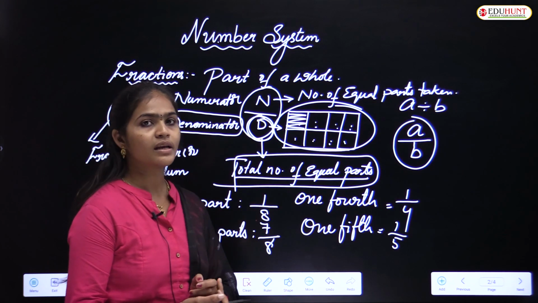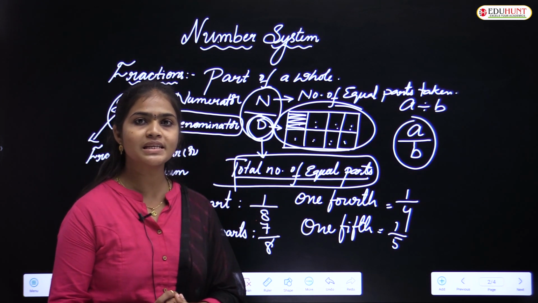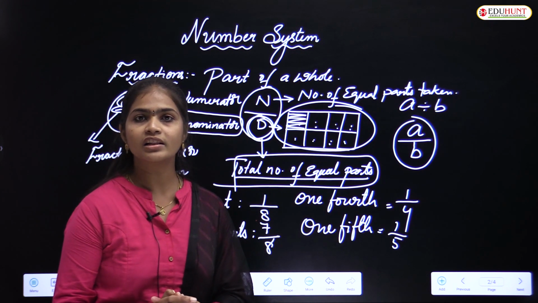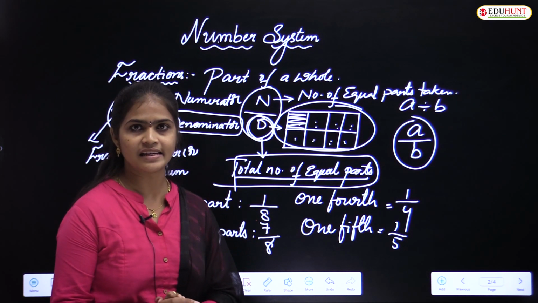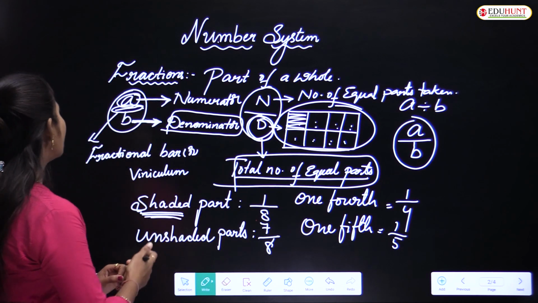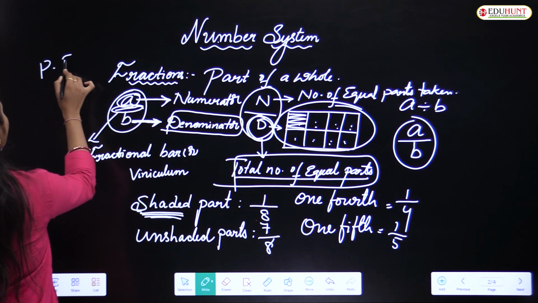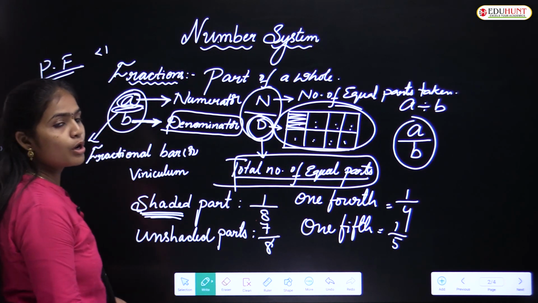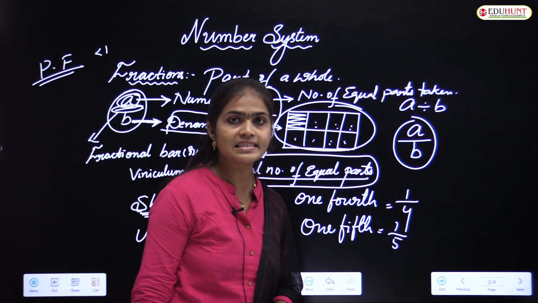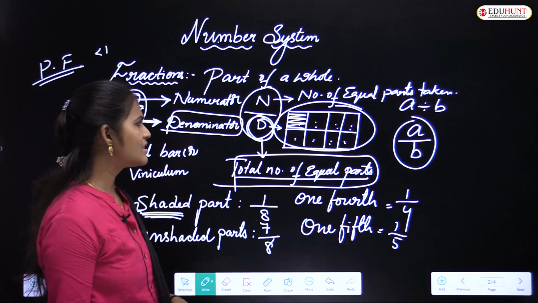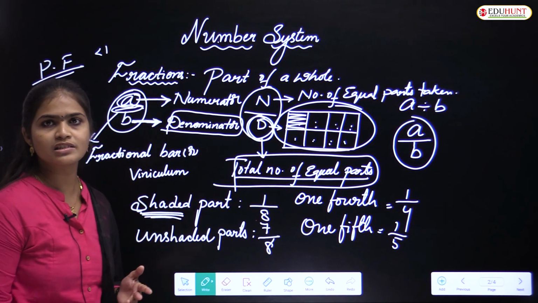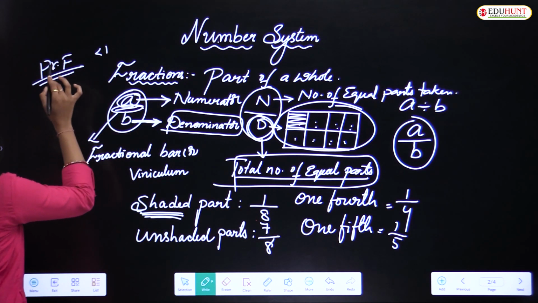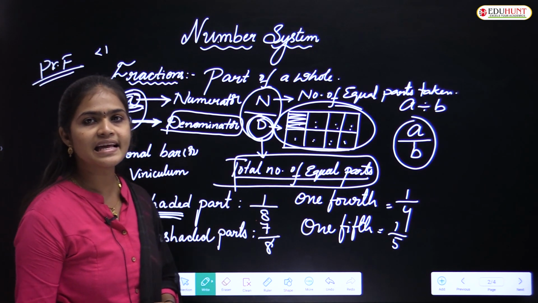Okay, next one, proper fraction. Proper fraction means the numerator is less than the denominator, then we will call that fraction a proper fraction. Another important thing is that the value of a proper fraction is always less than 1. We already know about this in the fractions concept, I am just revising it.